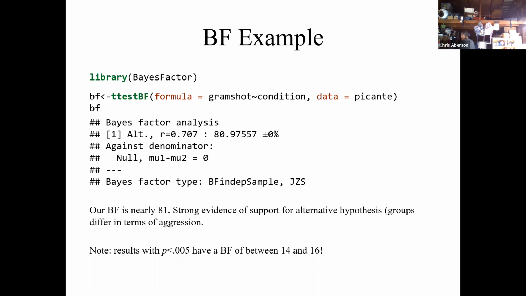The way this one is set up is evidence for the alternative over evidence for the null. What's that saying? Well, the alternative hypothesis is 80 times more likely than the null, suggesting very, very strong evidence for the alternative hypothesis, for there being an actual difference between our two groups.